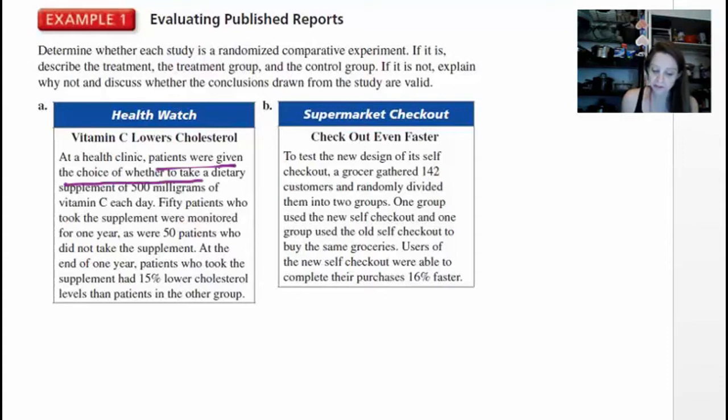Patients were given a choice of whether to take the dietary supplement. In a randomized comparative experiment, the individuals are assigned to either the control or the treatment. They don't get to self-select what group they go to. That makes the conclusions invalid. Perhaps those people that are more likely to take a vitamin C supplement every day might lead a healthier lifestyle or care more about their health. So this is not a randomized comparative experiment.